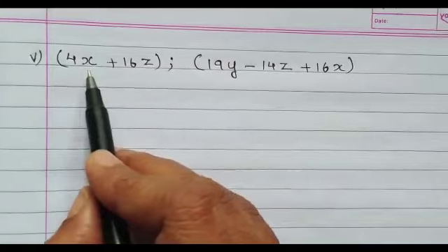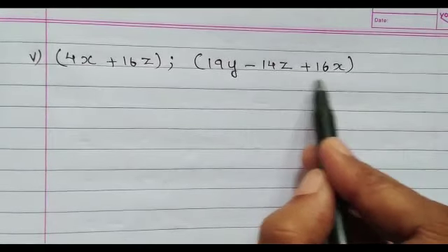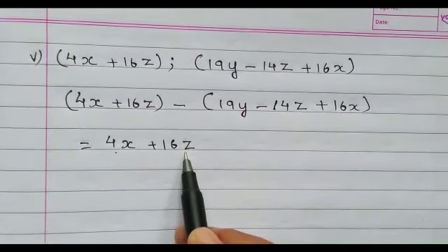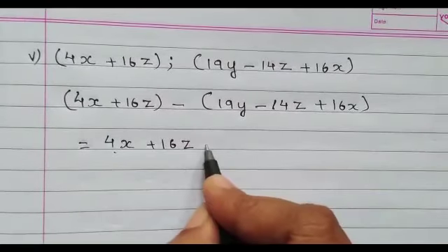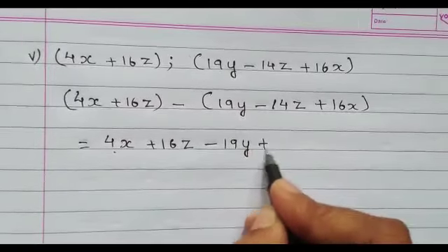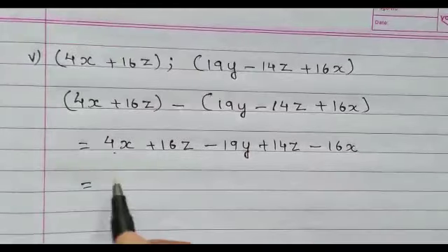The fifth question, 4x plus 16z and 19y minus 14z plus 16x. The first expression remains unchanged. The sign of every term in the second expression is changed. So you have minus 19y plus 14z minus 16x. Now what do we do?